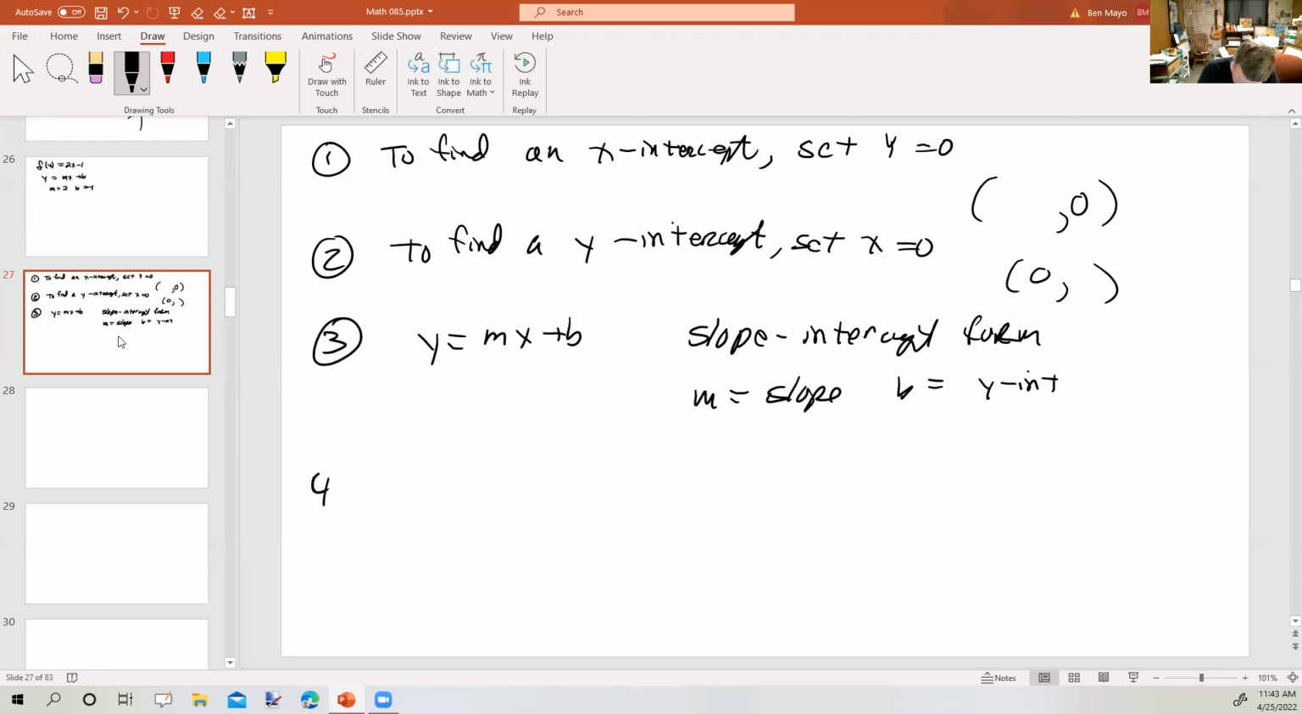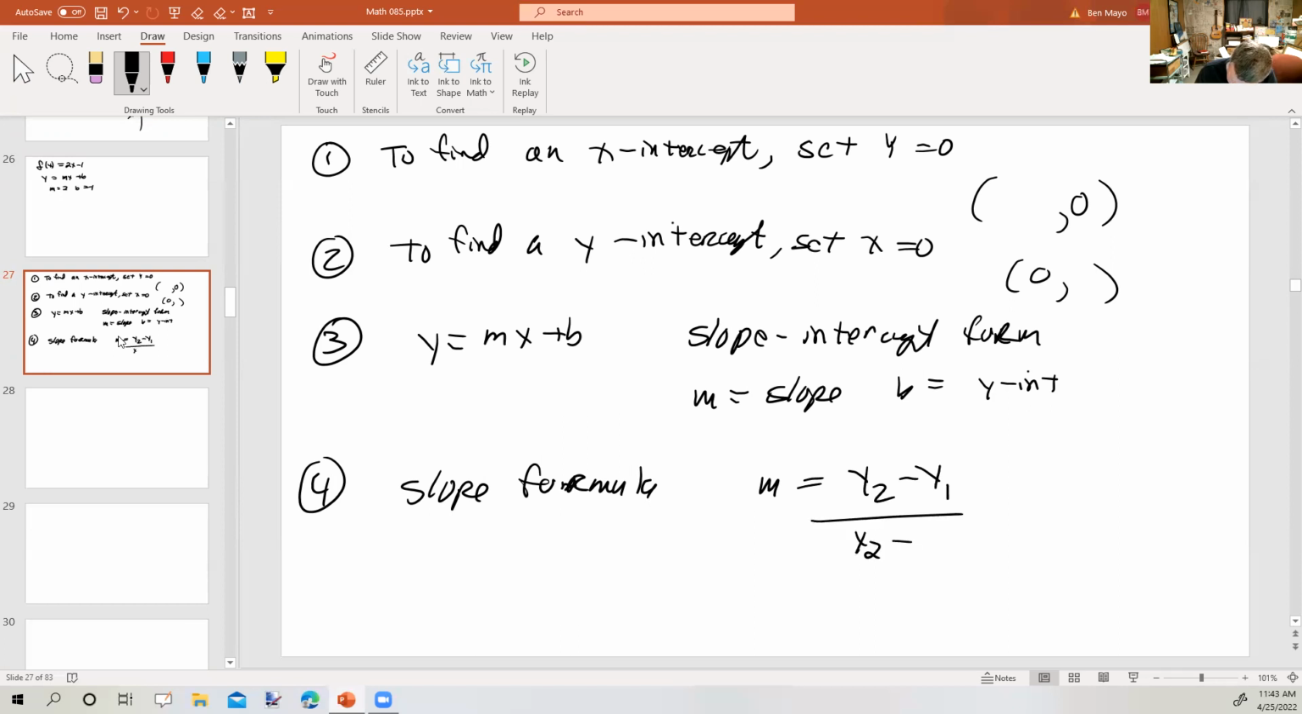We have the slope formula, which is m, which stands for slope, equals y sub 2 minus y sub 1 over x sub 2 minus x sub 1. The y's are on top, x's are on the bottom. Let's write that a little better. So y sub 2 minus y sub 1 over x sub 2 minus x sub 1, slope formula. Okay.